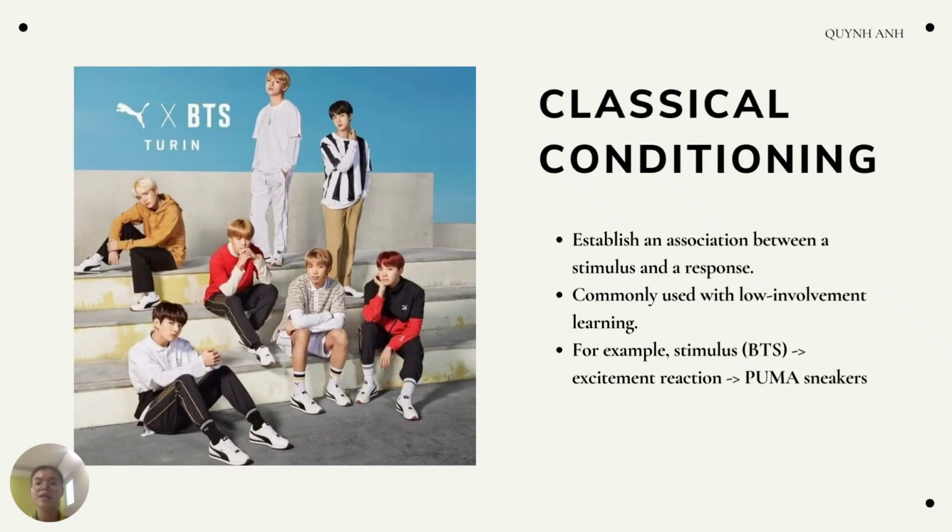Classical conditioning seeks to establish an association between a stimulus and a response. When a person has little or no knowledge about stimuli, classical conditioning is widely applied in low involvement learning circumstances. Marketers can leverage a proven association between one stimulus, such as pop music, and reactions like excitement to teach the same response to another stimulus, such as Puma sneakers.